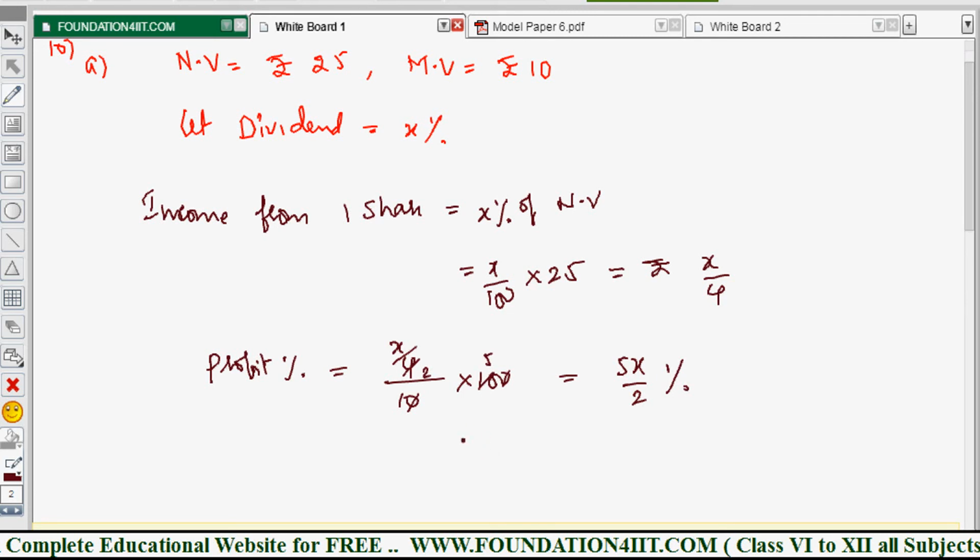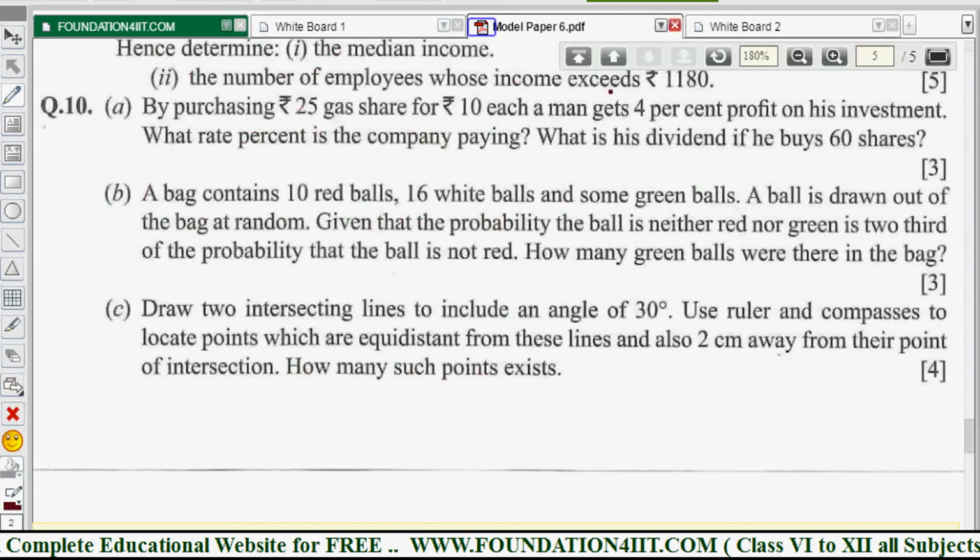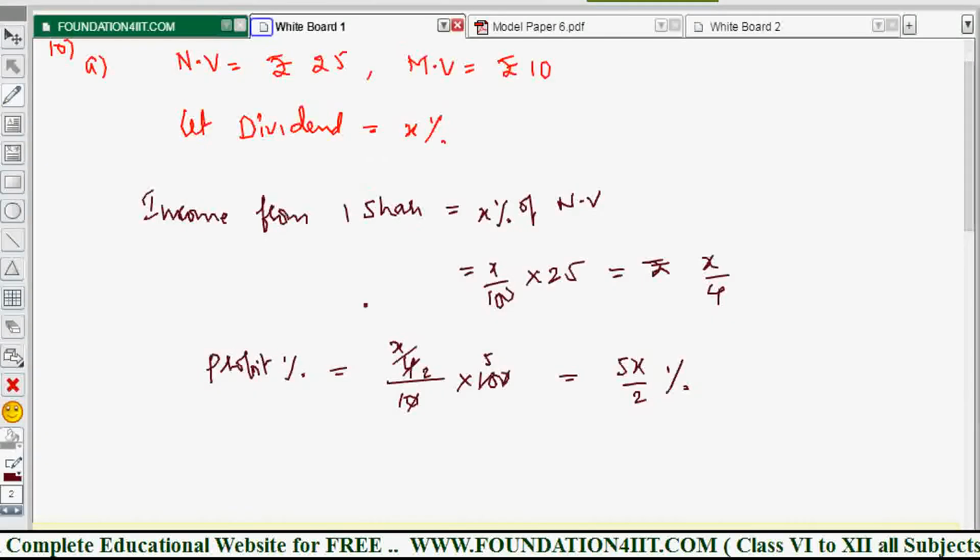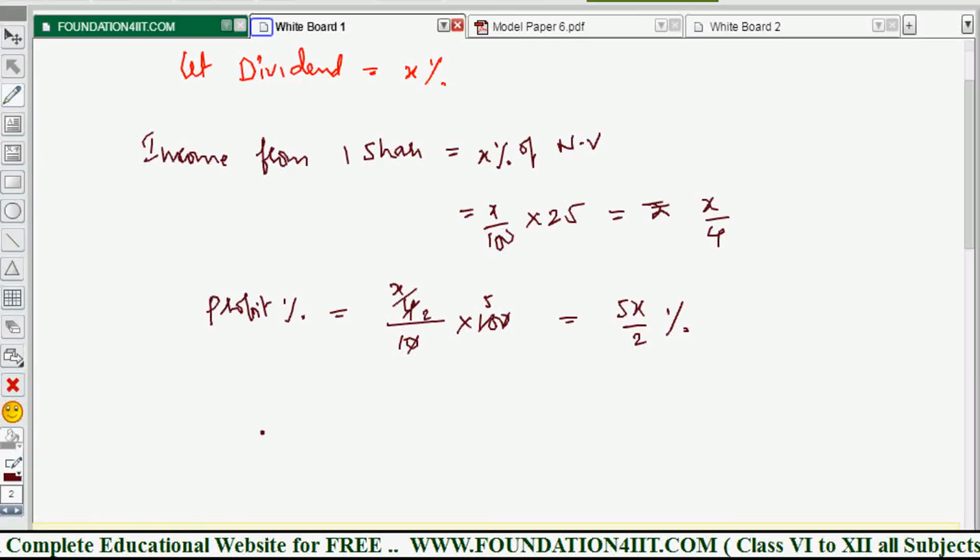Now according to the question, 5x by 2 is equal to 4. So you get 4% as the profit on investment. So according to the question, 5x by 2 is equal to 4%. From this, x is equal to 8 by 5%. That is 1.6%. That is the x value, that is the dividend.